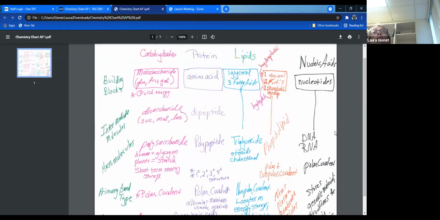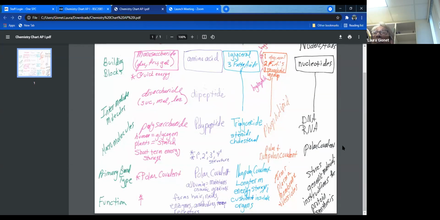Then the last category are nucleic acids, the building blocks of nucleotides. The macromolecule is DNA and RNA. The primary bond type is polar covalent. If you want to know, yes, through the center of DNA there are hydrogen bonds, that's fine. But the primary bond type is polar covalent because you have to be polar covalently bonded first to have hydrogen bonds. And functions to store genetic material and instructions for protein synthesis, the recipe for all the proteins of the cell. So hopefully that helps you kind of organize that part.